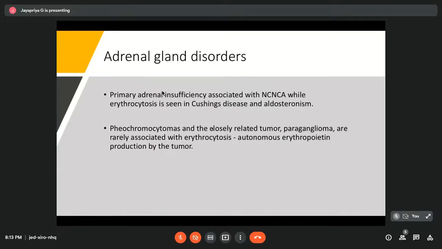Coming to adrenal gland disorders, adrenal insufficiency is usually associated with normocytic normochromic anemia, while Cushing's disease and aldosteronism are associated with erythrocytosis. And pheochromocytoma, which is an adrenal medullary tumor, is also associated with erythrocytosis, and that is because of the autonomous production of erythropoietin by the tumor itself.